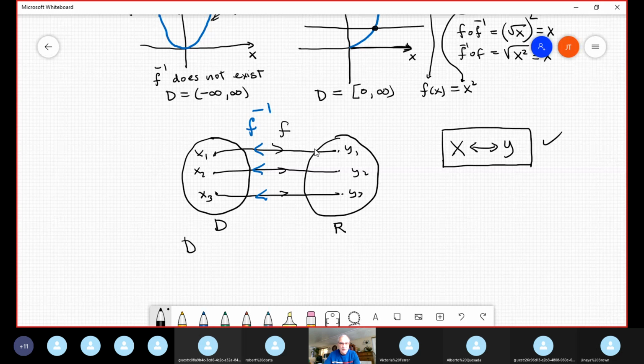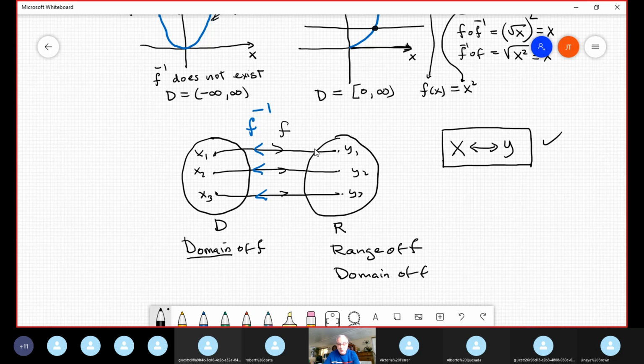Entonces, domain of F, que es the original function in that direction. Remember, domain is the first set. And this is the range of the F function. When you interchange, so this now is the domain of F inverse. And this is the range of F inverse.